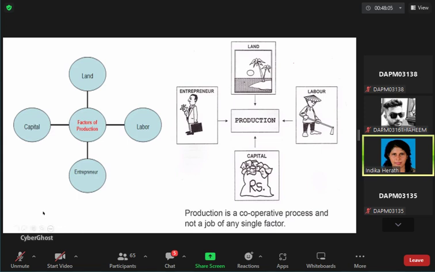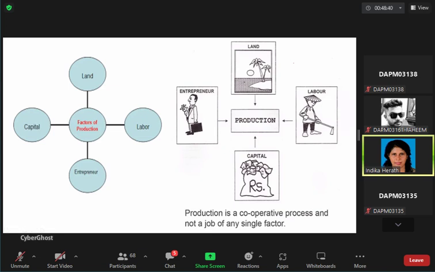Production factors are not working in isolation; they work together, right? So we need land, labor, capital, and entrepreneur. All these things have to work together to make a product. In this course, we are not going to talk about who is an entrepreneur, because you have some other courses doing that, and also capital, how to invest and all those things.